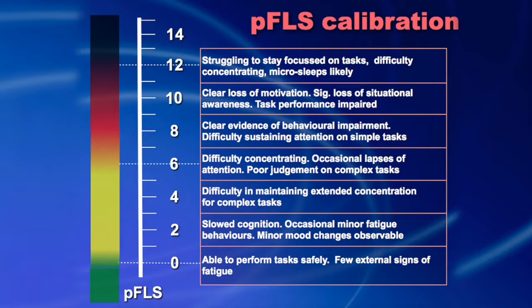And conversely, if somebody describes themselves with one of the behavioural anchors, i.e. difficulty concentrating, occasional lapses of attention, poor judgment on complex tasks, that individual will typically be somewhere between plus or minus 2. That is, they'll probably be reporting a score between 4 and 8. The measure isn't perfect, but the measure has about the same predictive relationship as you would find between blood alcohol concentration and performance. That is, it's good, but it's not perfect.